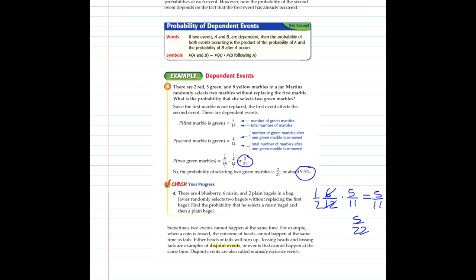For example, when a coin is tossed, the outcome of heads cannot happen at the same time as tails. Either heads or tails will turn up. Tossing heads and tossing tails are examples of disjoint events, or events that cannot happen at the same time. Disjoint events are also called mutually exclusive events.